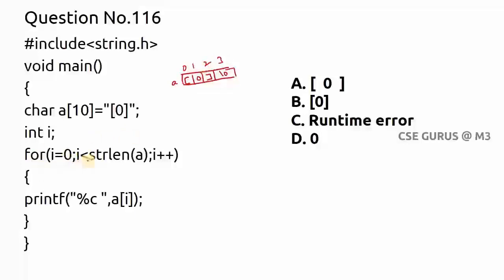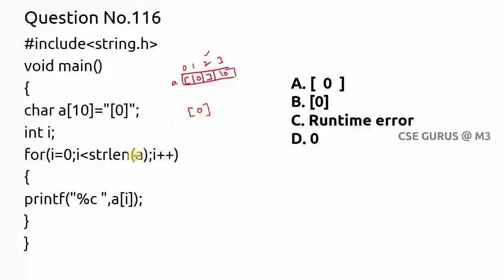Now for i equals 0, i less than strlen. strlen means string length, a string manipulation function defined in the string.h header file. So what is the string length? How many characters do you have in the string? That means 1, 2, 3. Totally 3 characters are there. So i equals 0 up to i less than 3. That means i less than or equal to 2. Up to 2 it will take. i plus plus and printf percentile C. It will print each character. So first character, then second character, then third character.